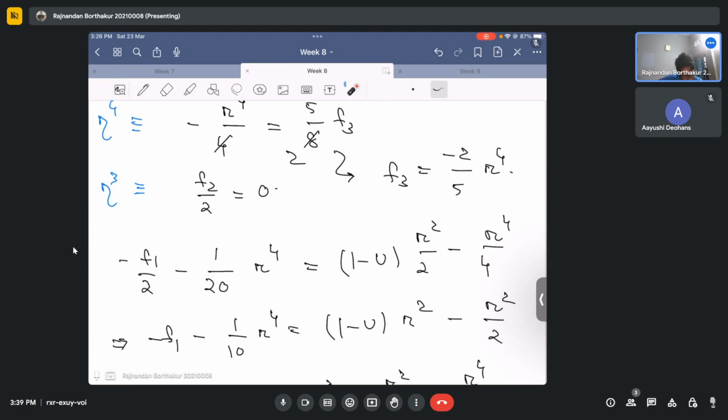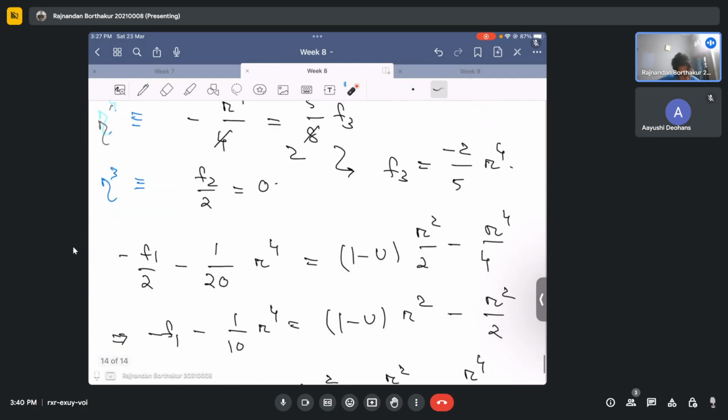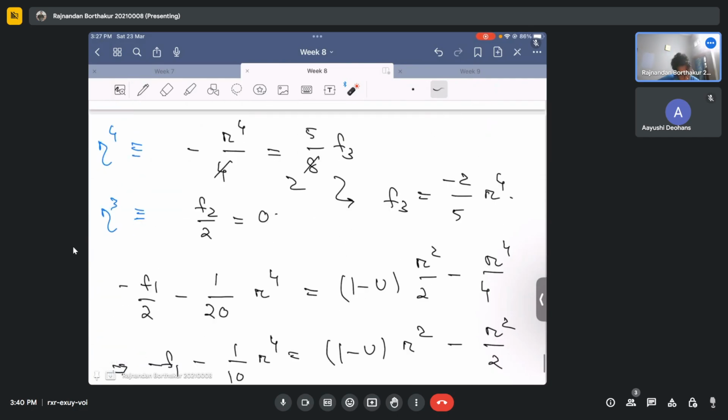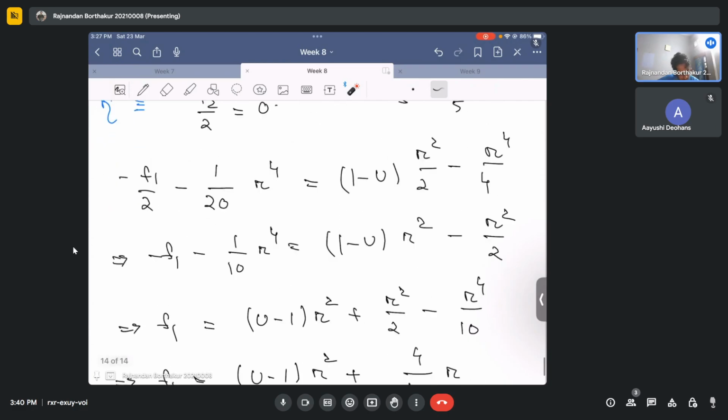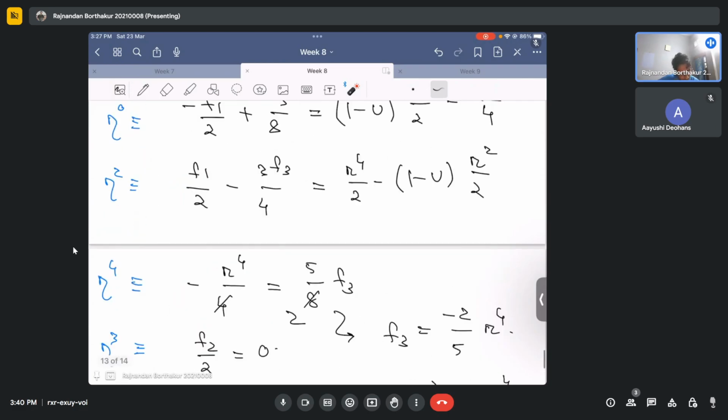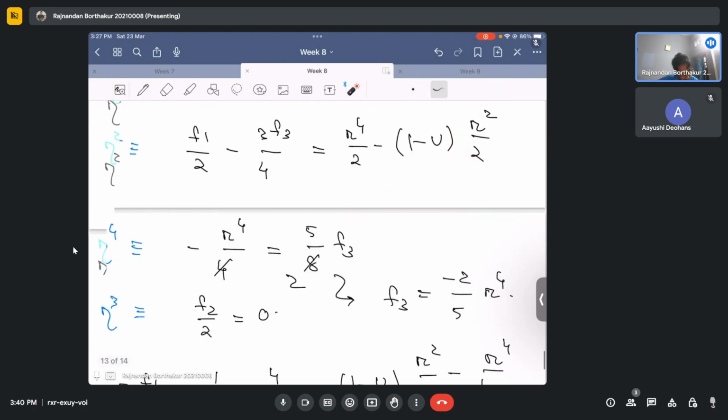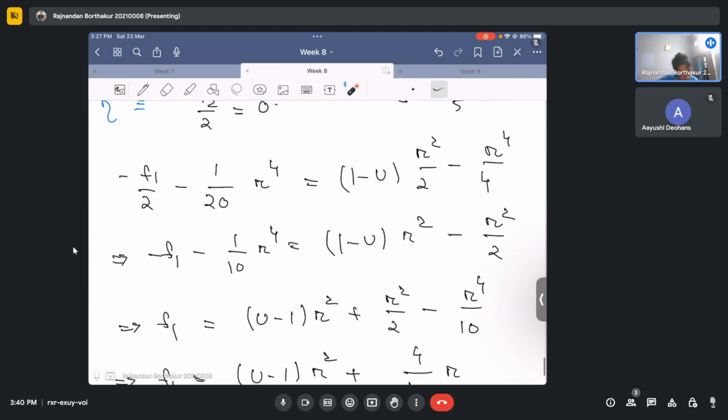And this becomes 1 by 20 r power 4. I think this is correct because it is f3 by 8. So this becomes 40, 1 by 20 r power 4. This looks correct. And then I'm equating with this term. This should be r power 4, which is correct.